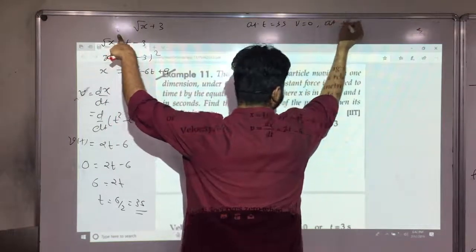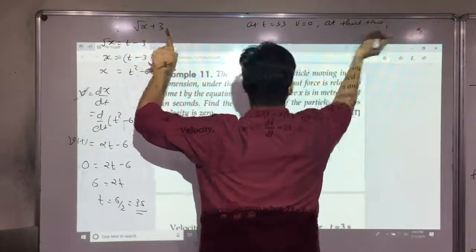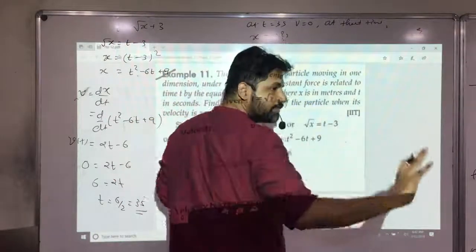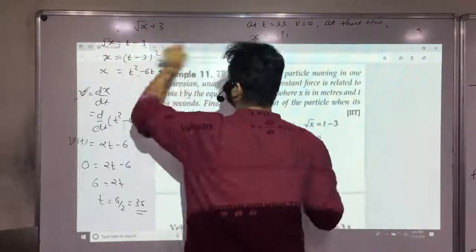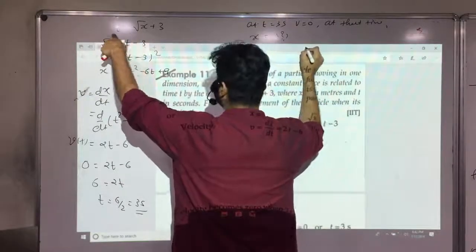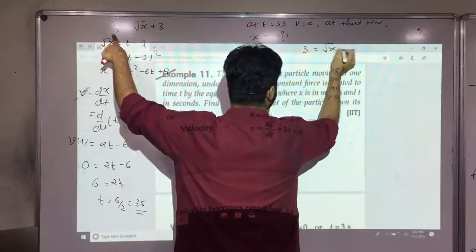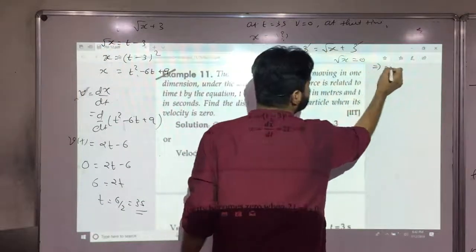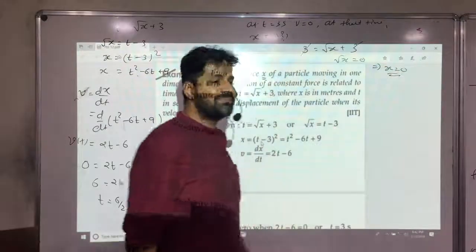At that time displacement is equal to what? This is my question. So I'll put it in the displacement equation. t is 3 seconds. Under root x plus 3, the 3 cancel, so root x is equal to 0. That implies x is equal to 0, meaning displacement is equal to 0.